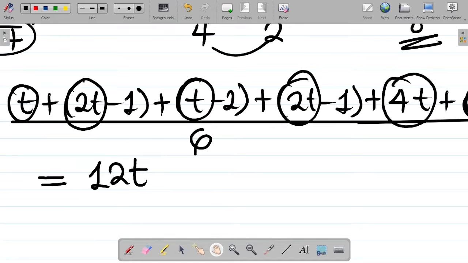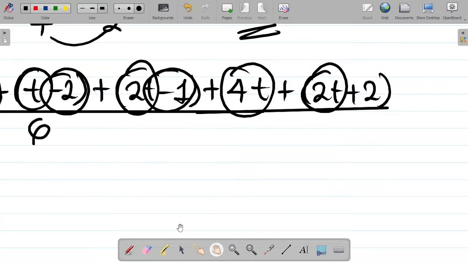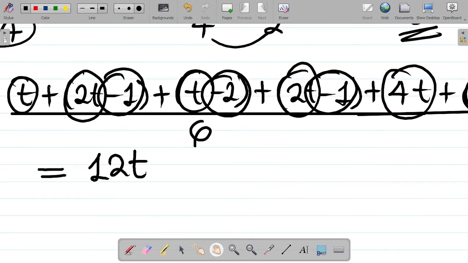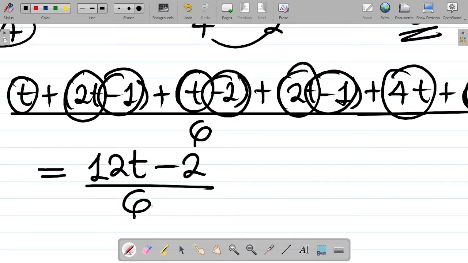Let's add up the numbers there. Minus 1 plus minus 2, that gives you minus 3. Minus 3 plus minus 1, that's minus 4. Minus 4 then plus 2. Minus 4 plus 2 gives you minus 2. So minus 2 all over the 6 I have here.